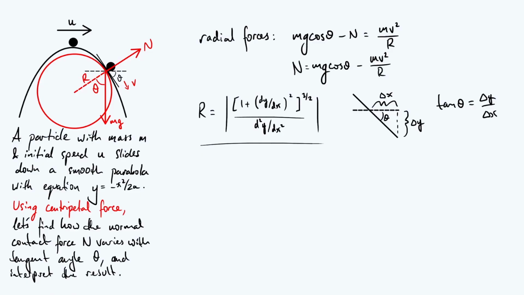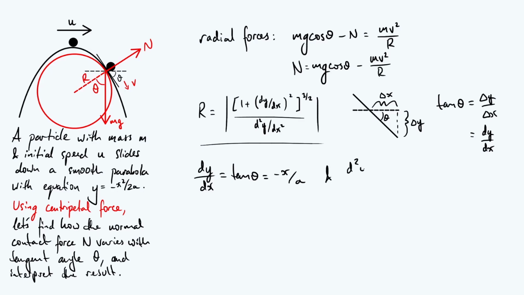The main point, though, is that the interpretation of delta y over delta x is that it's the gradient of the tangent line, this solid line here, but the gradient of the tangent line is the same as the gradient of the parabola itself at that point, and therefore tan theta is just equal to dy/dx. So armed with that knowledge, we can write down that dy/dx is equal to tan theta, which is also equal to minus x over a, which just follows from differentiating the equation of the parabola.